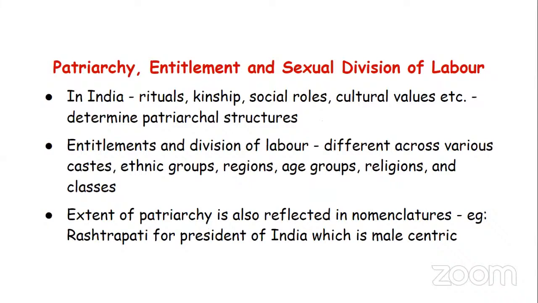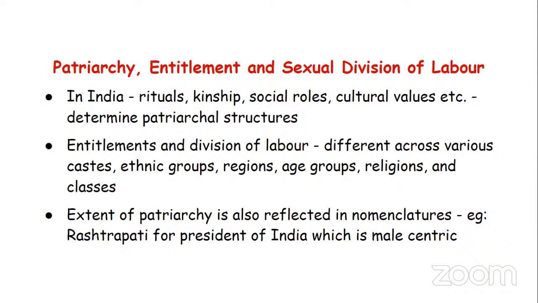Now let's move to our next concept, which is patriarchy, entitlement, and sexual division of labor. In the context of our Indian society, rituals, kinship relations, social roles, cultural values, all these factors determine the patriarchal structures in our society. And the entitlements or division of labor in our Indian society is different across various castes, ethnic groups, regions, age groups, religions, and classes. So this division of labor and entitlements are different throughout India. It is not uniform throughout India. It is very much different. Or even we can find different types of division of labor within the same society also. So this division of labor and the systems of entitlements are very much diverse in our society.